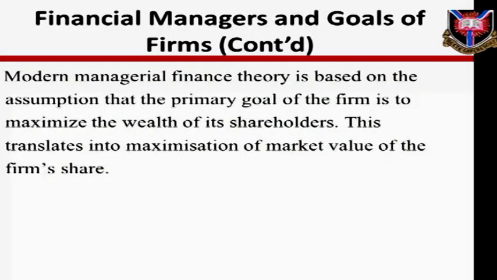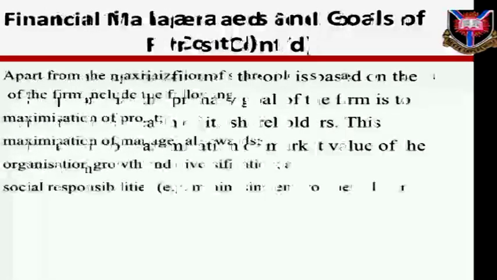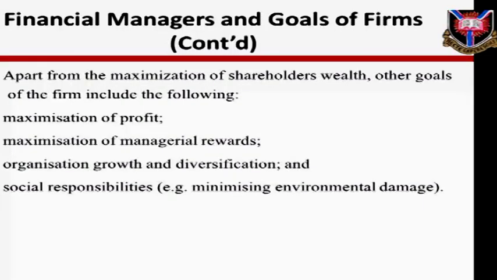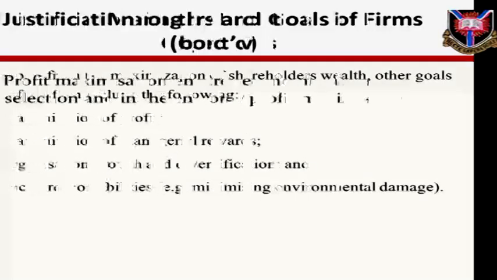Modern managerial finance theory is based on the assumption that the primary goal of the firm is to maximize the wealth of its shareholders. This translates into maximization of the market value of the firm's share. Apart from the maximization of shareholders' wealth, other goals of the firm include the following: maximization of profit, maximization of managerial rewards, organization growth and diversification, and social responsibilities.